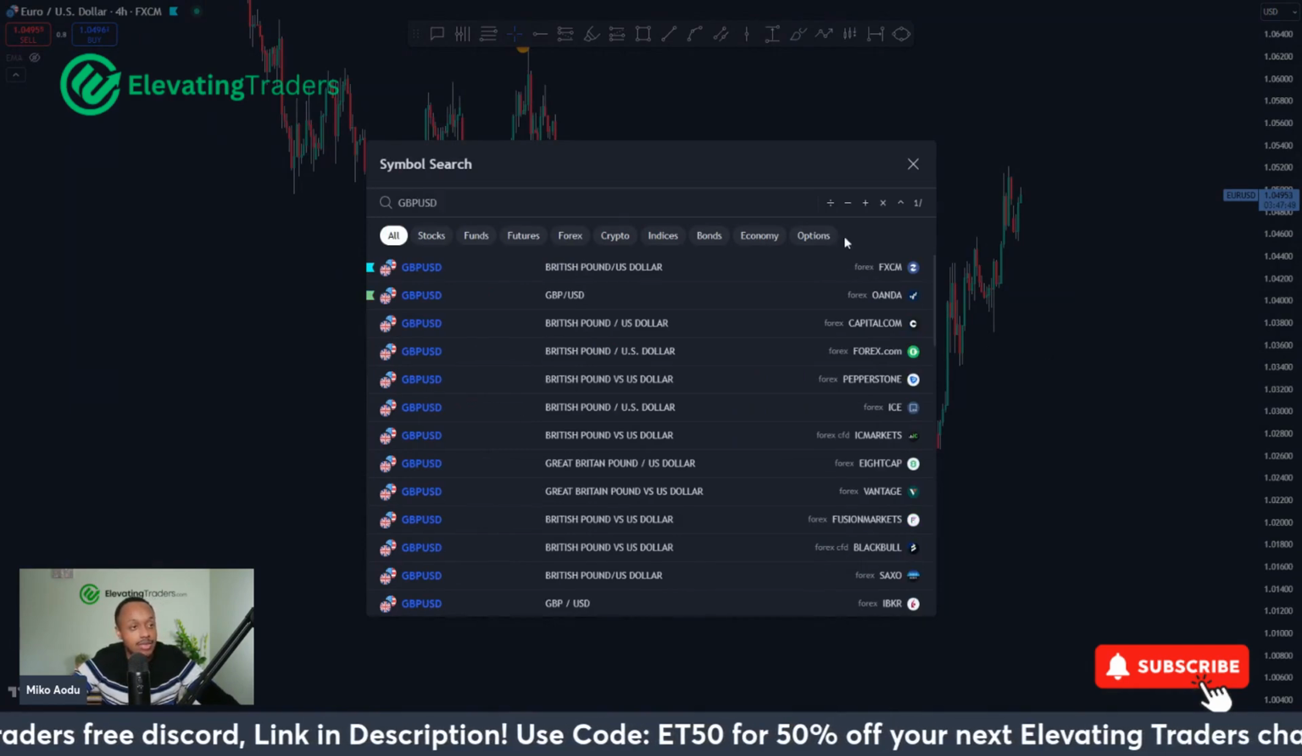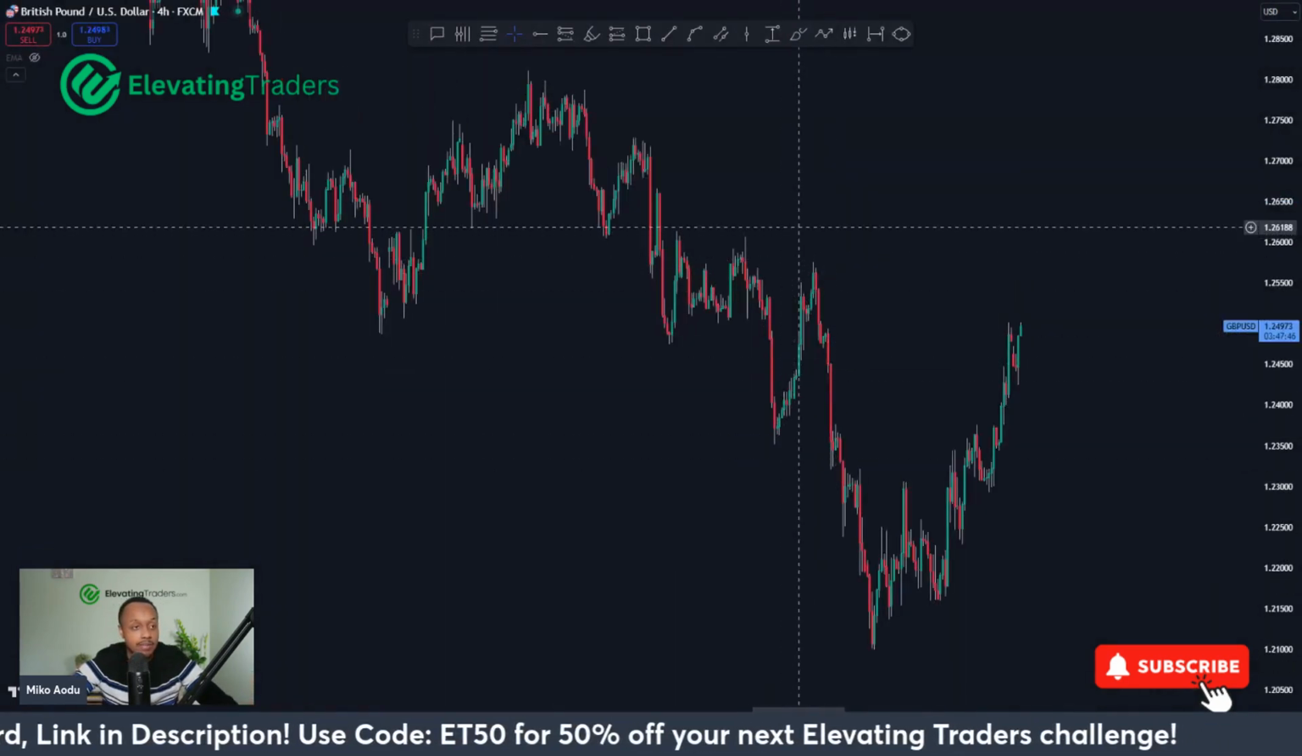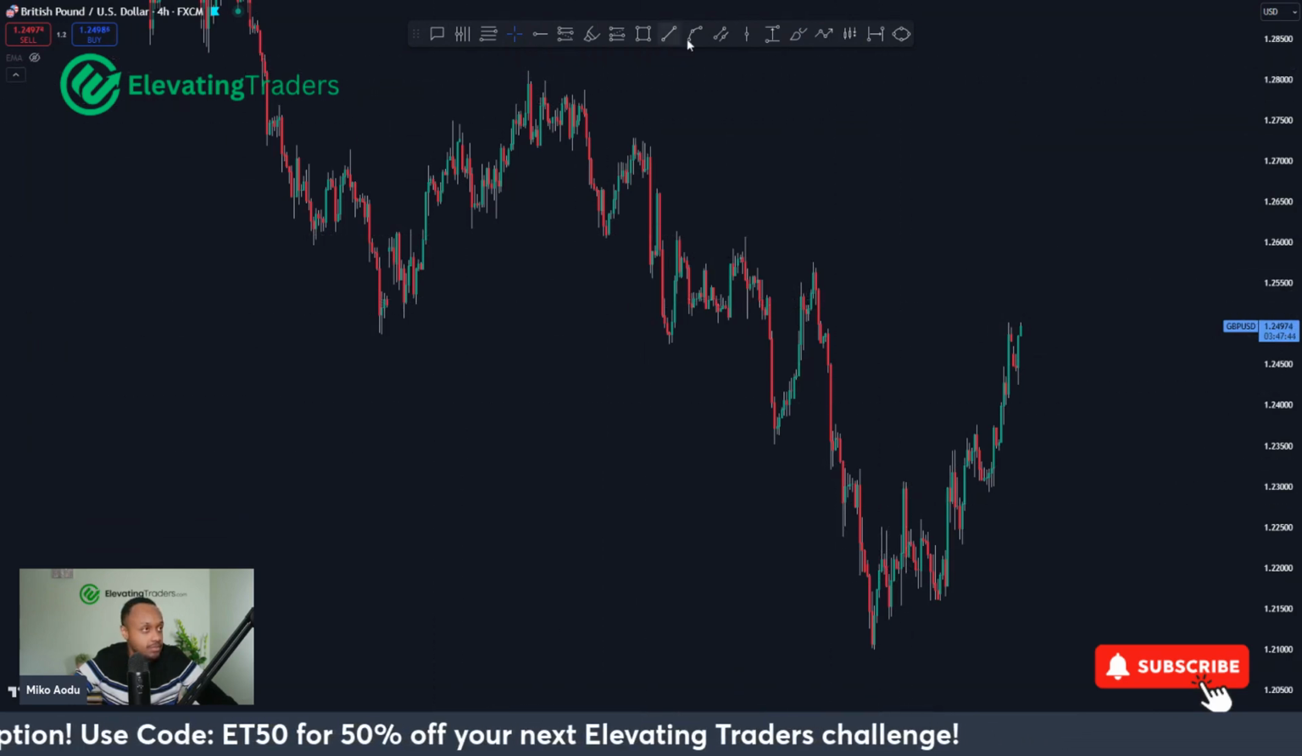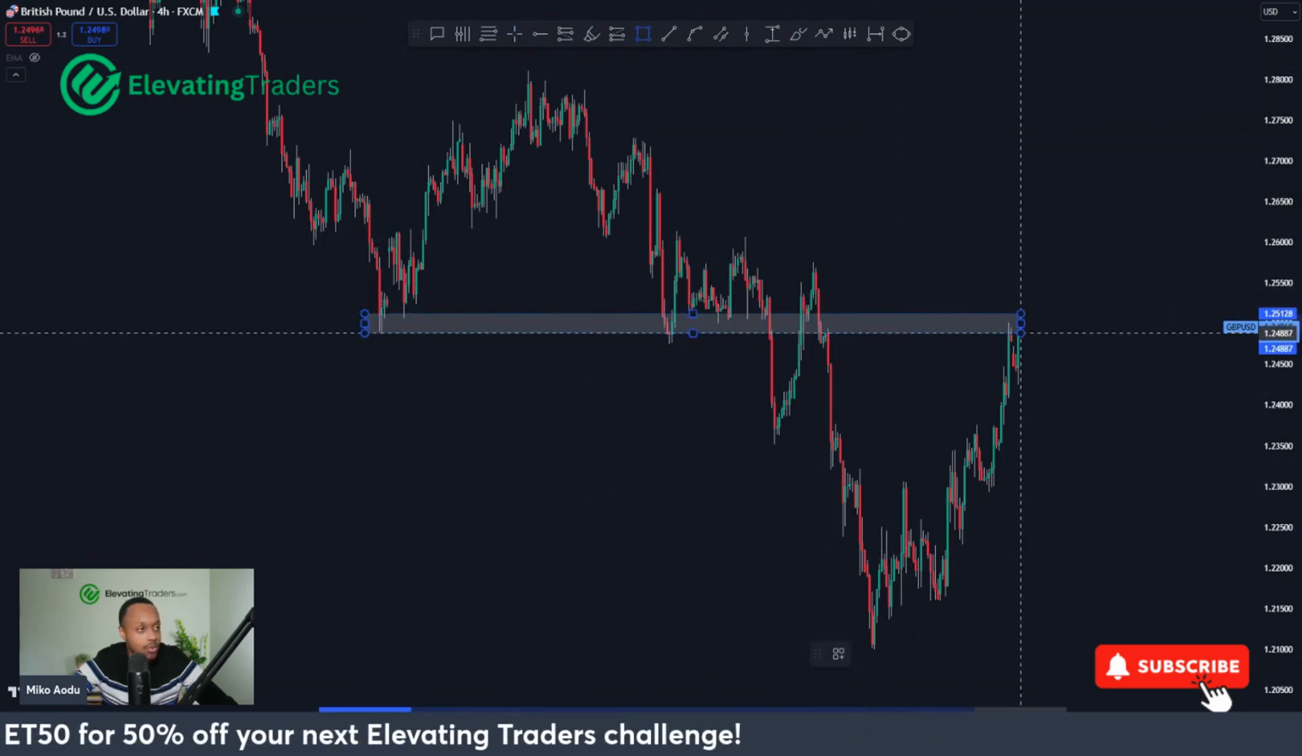GBPUSD, I like the sells slightly better than euro actually. It's a little bit cleaner. Coming back into a really nice level here at 1.25.